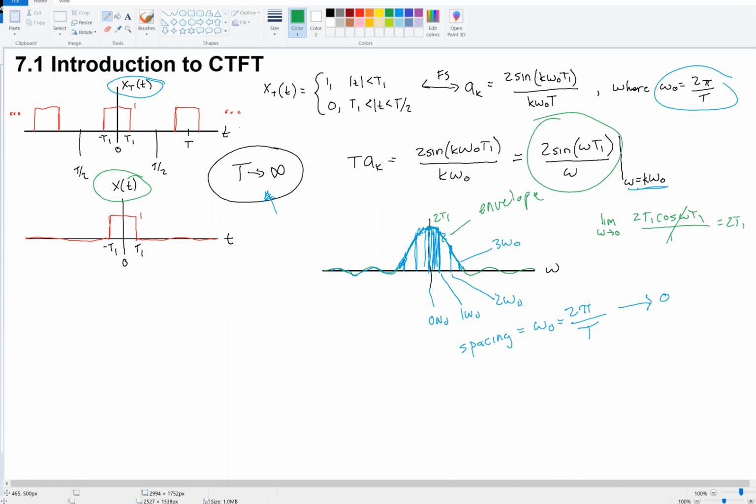Did you follow that argument? As t goes to infinity, this signal becomes this signal. As t goes to infinity, the Fourier series becomes the continuum, the envelope. Therefore, this envelope is telling us the frequency content of x of t. And that is what the Fourier transform tells us, the frequency content of signals.